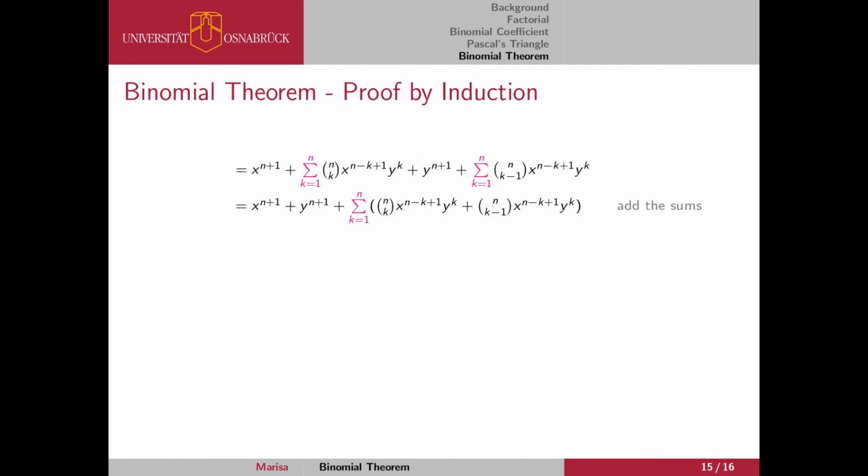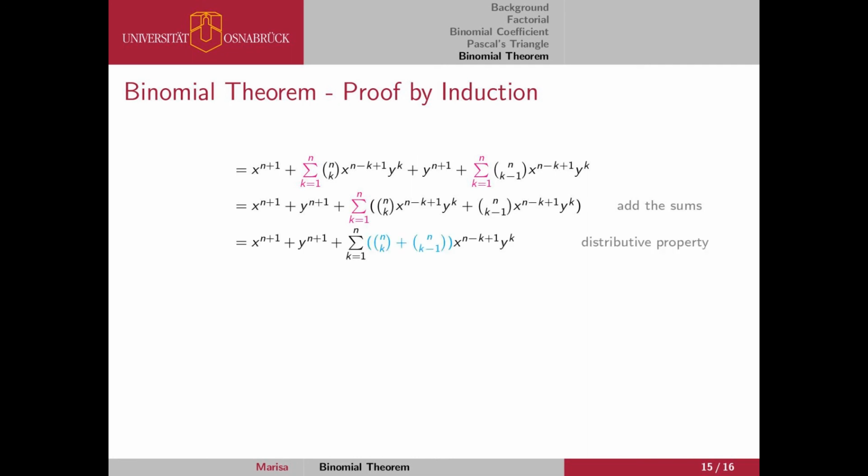So because both of the sums start at k equals 1 now and run until n, we can take them together. So we use everything that is written inside of both sums and place it inside of the same sum and add it together, which is why it is in brackets here. And the other two elements, which were not inside of the sums, are now standing in front. So this is the x to the power of n plus 1 plus y to the power of n plus 1. And then behind we have the sum and both of the things that were written inside of the sums before.